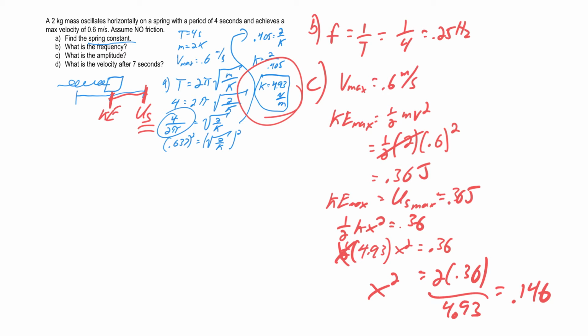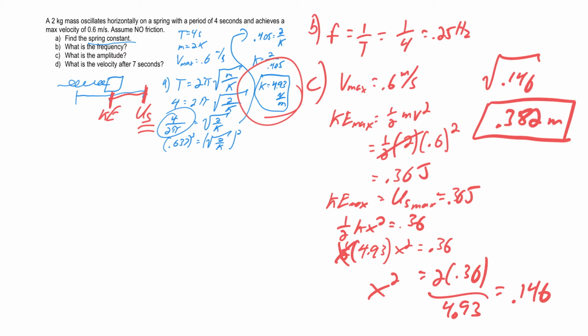And then x squared, square root both sides. And you get the square root of 0.146. Go ahead and do that. The square root of 0.146 gives me 0.382 meters. So that would be our amplitude. That's our x maximum there.